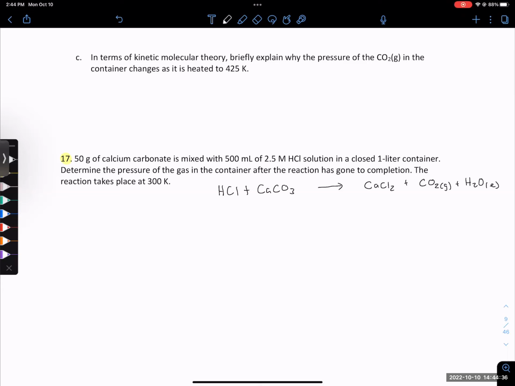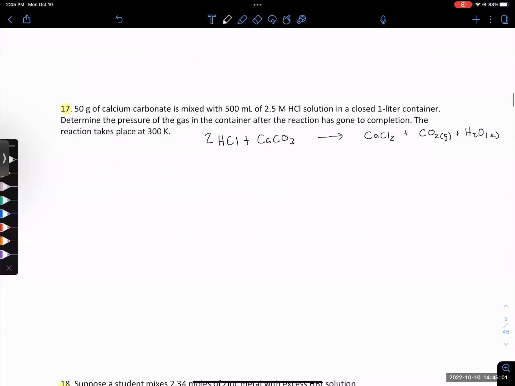So let's go forward. Let's balance this first. We're going to put a 2 here, and then that should check out. Wait, no, that doesn't check out. I'm sorry, we need to put a 2 here, not there. So that checks out, okay, that works. Next, what should we do?